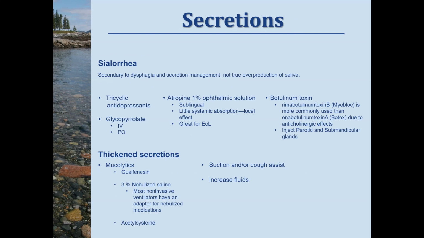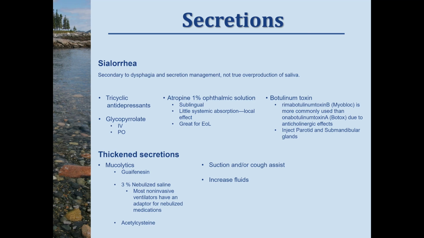Sialorrhea is another big one for patients. A lot of it is not overproduction of saliva, but more a development of dysphagia and difficulty coordinating swallow, so that the secretions pool in the mouth. From a pharmacologic standpoint, tricyclics are still the textbook answer for how to control that sialorrhea. In reality, atropine eye drops, ophthalmic solution used sublingually, is a great PRN way of doing it. If we need something more regular, I'm a big fan of glycopyrrolate because it does not cross the blood-brain barrier, so you're not getting the anticholinergic effects that you would see with other medications.